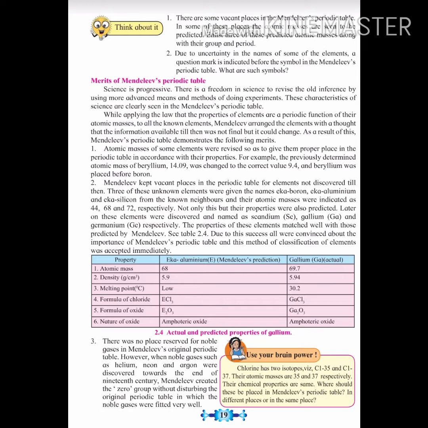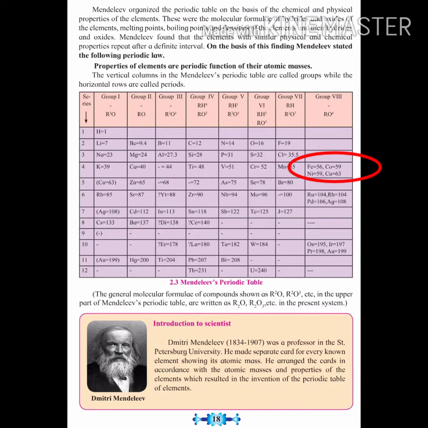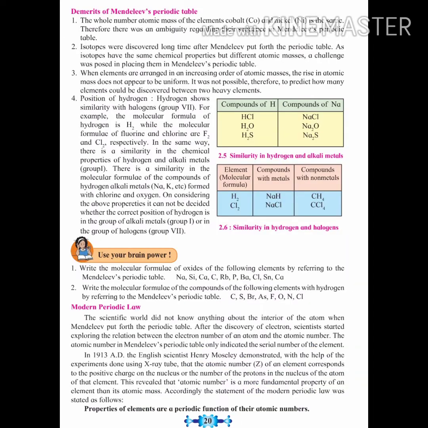But there were also some demerits in Mendeleev's periodic table. If you see cobalt and nickel, their atomic masses are the same but their properties were different, but still they were given the same place. So it was a demerit. Hydrogen was unsure, because hydrogen resembled the halogens, that is chlorine, fluorine, bromine, behaving like a halogen in gaining one electron from another element. Also it behaved like an alkali metal, meaning lithium, sodium, that group. So hydrogen's placement was also confusing.